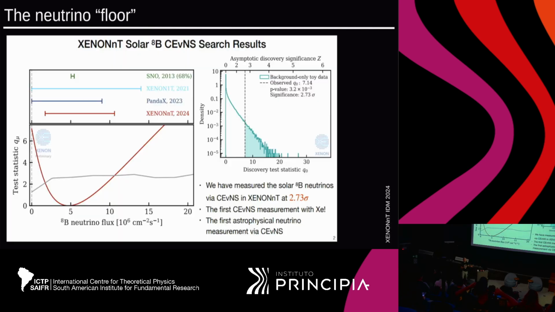I'm not going to go into details. This was presented at the IDM conference last week, but essentially what they see is an excess over the no-signal hypothesis of about 2.7 sigma. So this is not yet a discovery in the sense of the 5 sigma rule, but they are starting to see a signal there. And probably LZ or other experiments will definitely see this, or even XENONnT with a longer run.